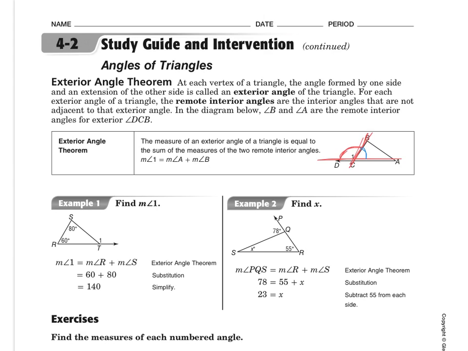The exterior angle is going to be equal to the sum of the remote interiors. Our remote interiors, in this case to angle 1, would be angle B and angle A. Remote basically means away from or far away.